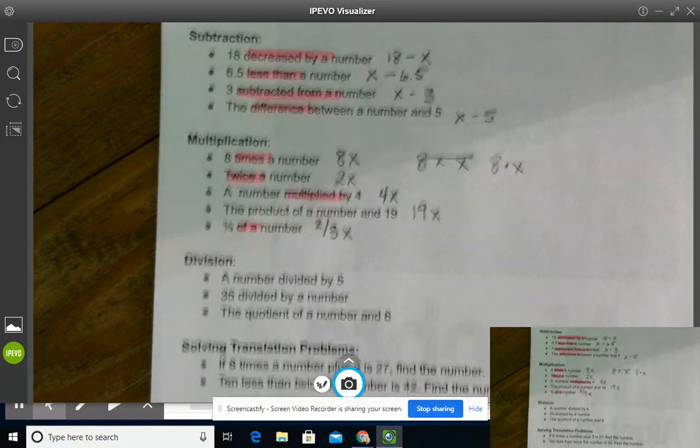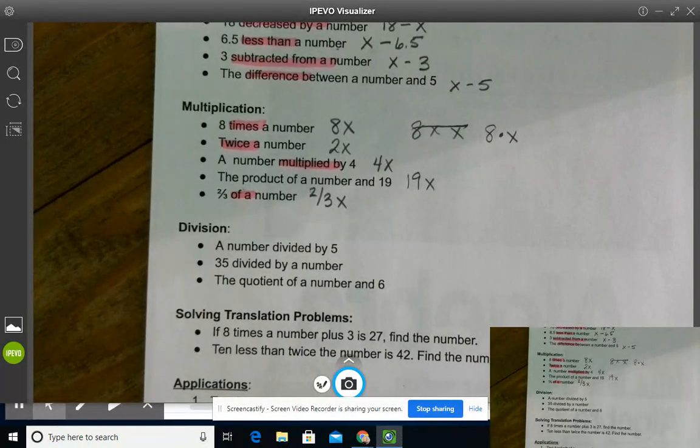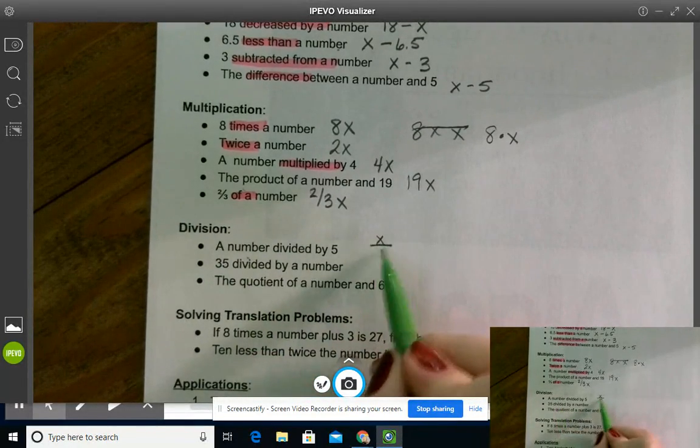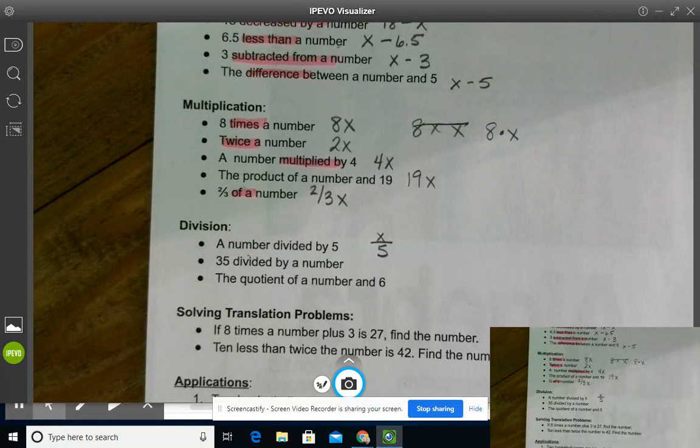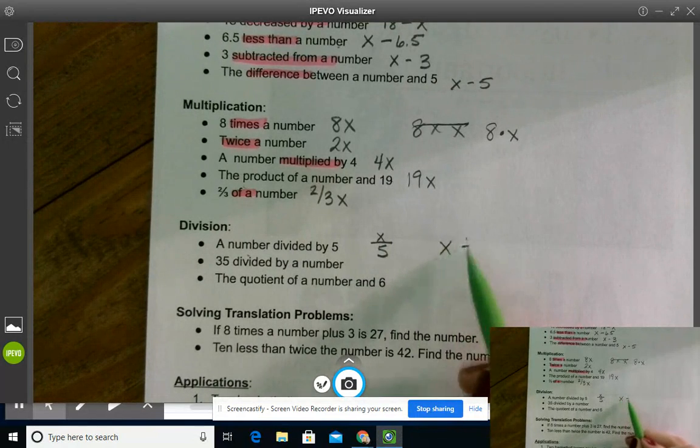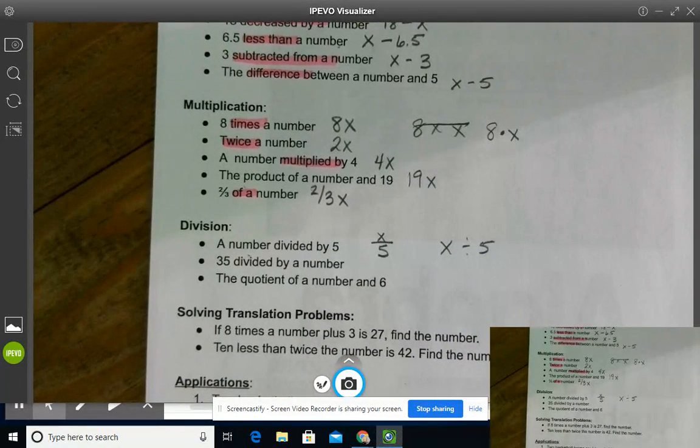Division is pretty straightforward. The only other thing from division that you have to be careful of is the order in which you write it, kind of like subtraction. So order doesn't matter in addition and multiplication, but it does matter in subtraction and division. So a number divided by 5. Now, when you go to solve these, it's going to be easier for you to write them as ratios rather than to write it like this, just because of the way that we're used to seeing equations set up.